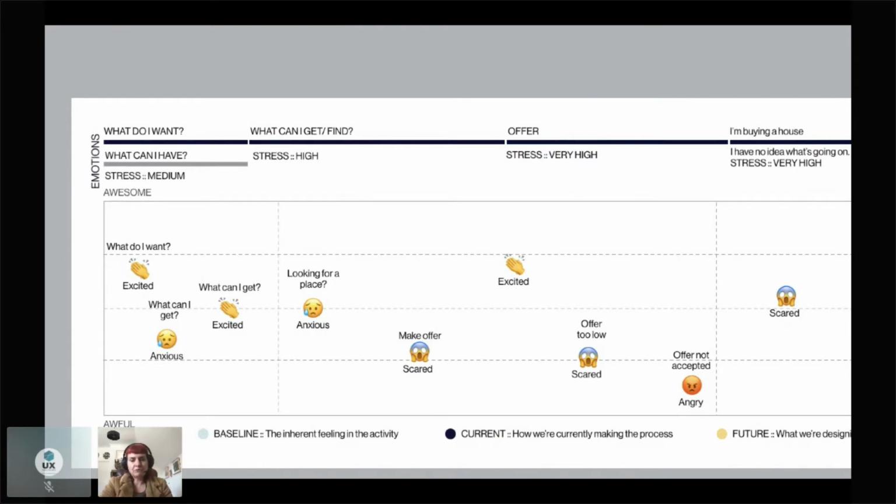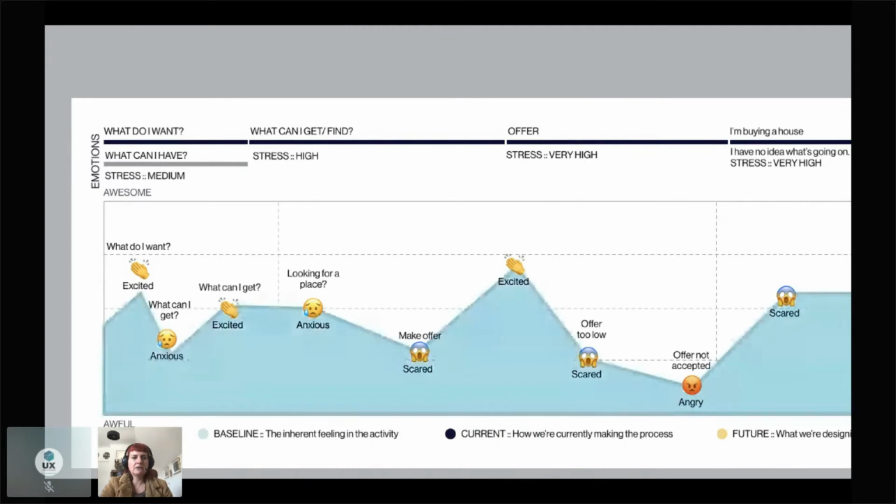The one that I was focusing on in the example I showed earlier is offer not accepted. That is going to make you angry or upset or fearful, but it's not a good emotion. It's a pretty awful emotion. So what I like to do, even if I do it in my head, is map out inherently how people feel when they go through a particular flow. And when I design those interactions, I try to alleviate the emotions.